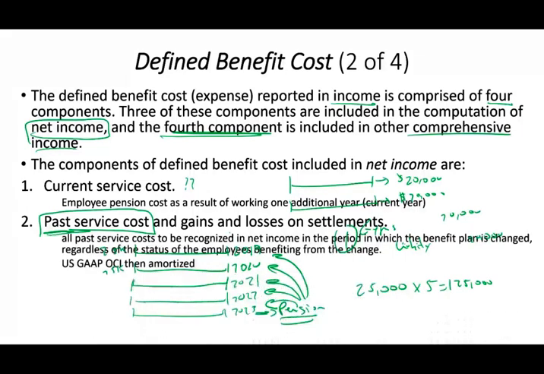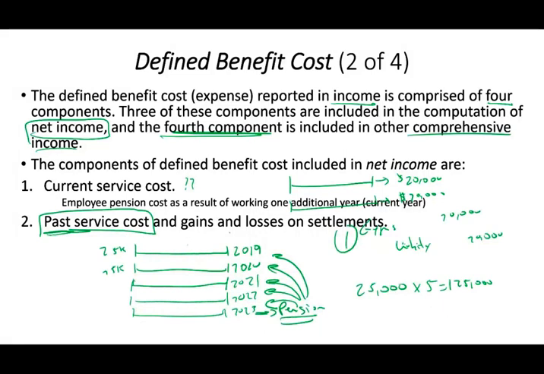Now, I always say one employee, but think about 100 or thousands or many employees. I use one employee as an example. So remember, we said they started the plan immediately and they were giving you $25,000. Sometimes the company is making a lot of money in year 2023. They want to go back and give you five additional thousand for every year. Okay, and that's past service cost.